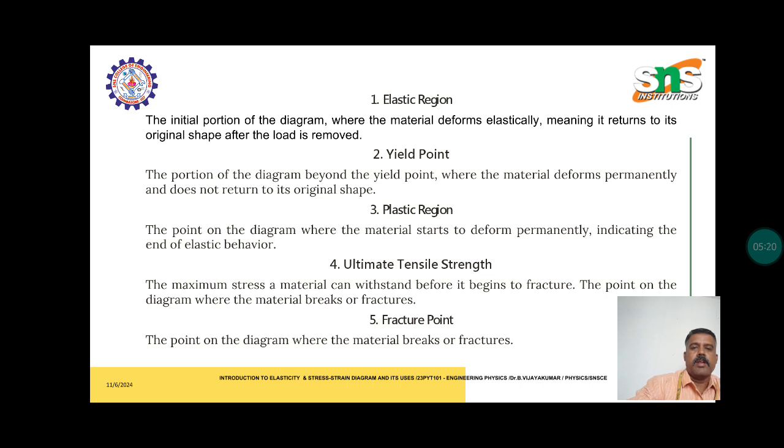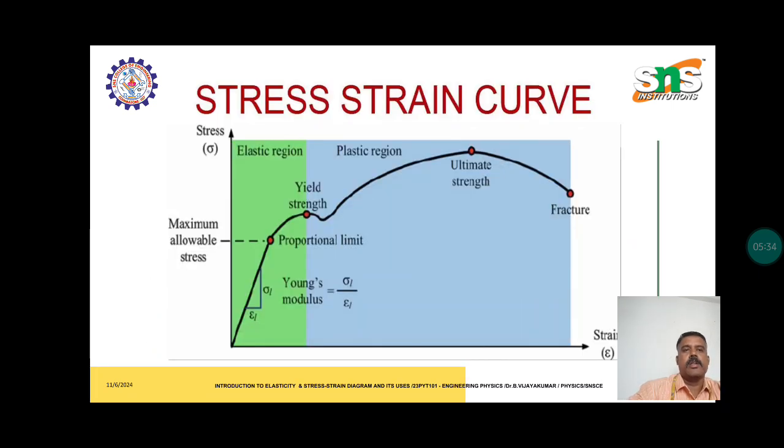The ultimate strength is the maximum stress a material can withstand before it begins to fracture. Fracture point: the point of the diagram where the material breaks or fractures.